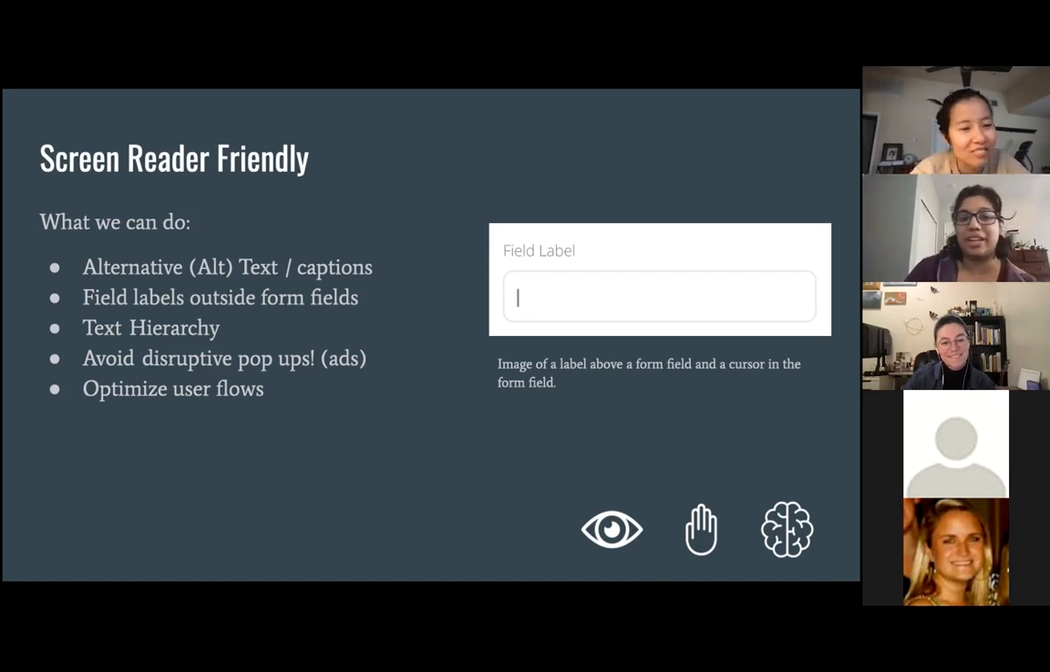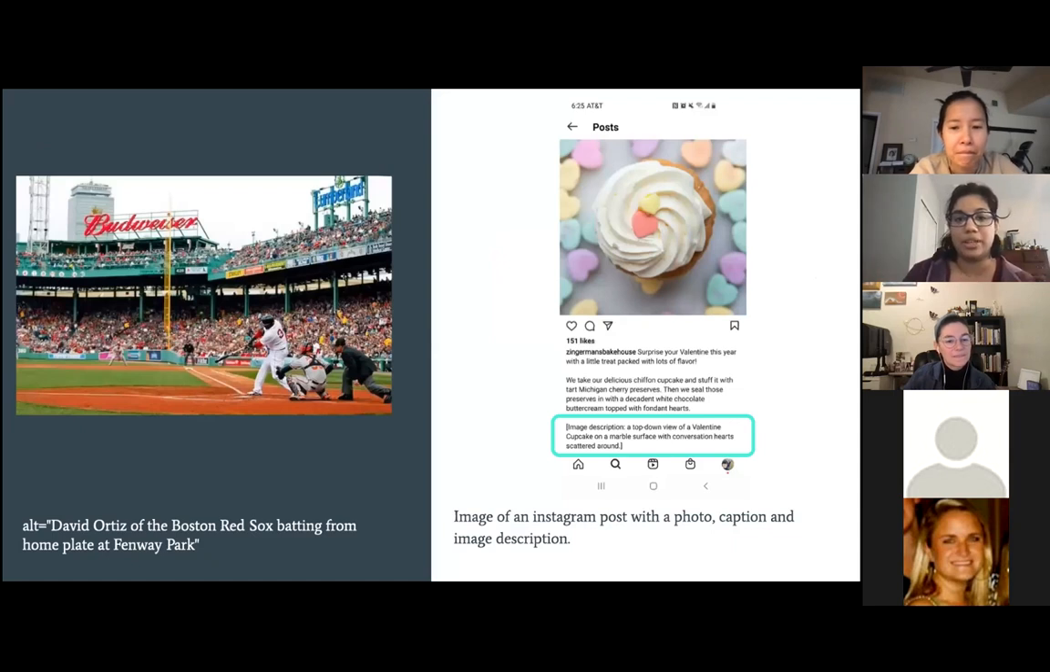Also, it's important to include captions or alternative text. Alternative text typically comes in the code. Yeah, here are some examples of that. So on the left here, if you looked at the code for this page, this image would be tagged with the alt text that says David Ortiz of the Boston Red Sox is batting from home plate at Fenway Park. A specific description of exactly what's happening. There's not a description of there's thousands of people behind him and there's a green grandstand, so not overly descriptive, but just a clear, quick description.